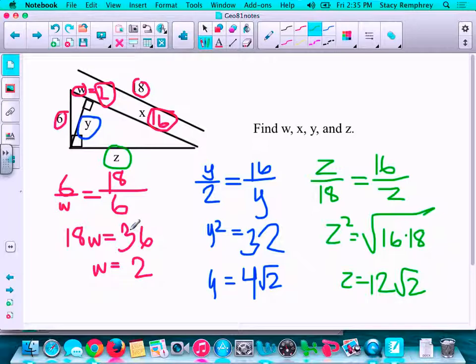If you can't remember the geometric mean, you can look for the similarities and set the corresponding parts up. The geometric mean tends to make that a little easier than working it in that direction. So please work on the homework, and when you come next time, we'll talk about the Pythagorean theorem.